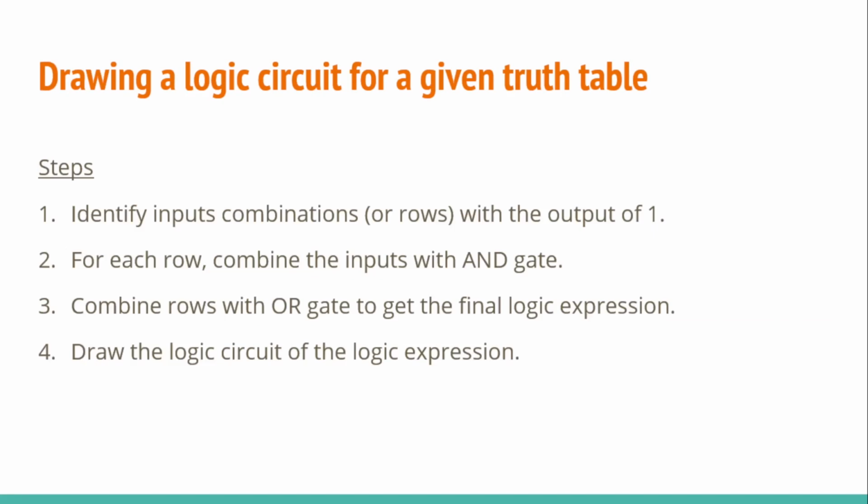The next segment of this tutorial is to draw a logic circuit for a given truth table. And there are 4 steps that I have recommended. The first one is to identify input combinations or rows with the output of 1. The second step, for each row, combine the inputs with AND gates. The third step is to combine rows with OR gate to get the final logic expression. And the last step is to draw the logic circuit of the logic expression.